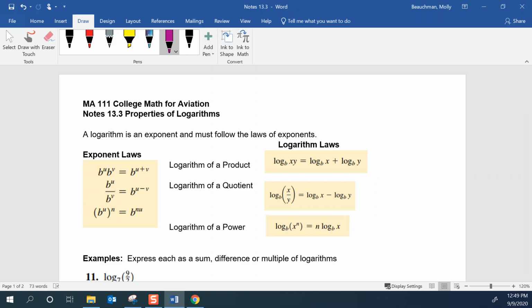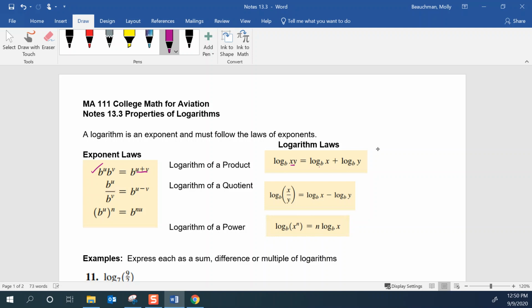logarithm law. So the exponent law, the first one, is called the product law, or the product rule. b to the power of u times b to the power of v equals b to the power of u plus v. We add the powers. So the corresponding property is, if we're taking the log base b of x plus the log base b of y, since the logarithms represent exponents, we can combine that as a single logarithm, base b of x times y.